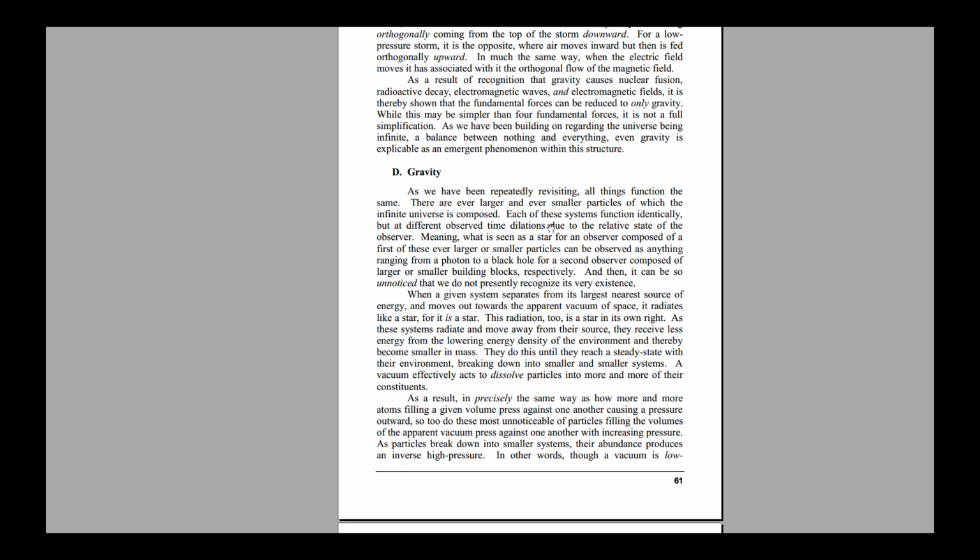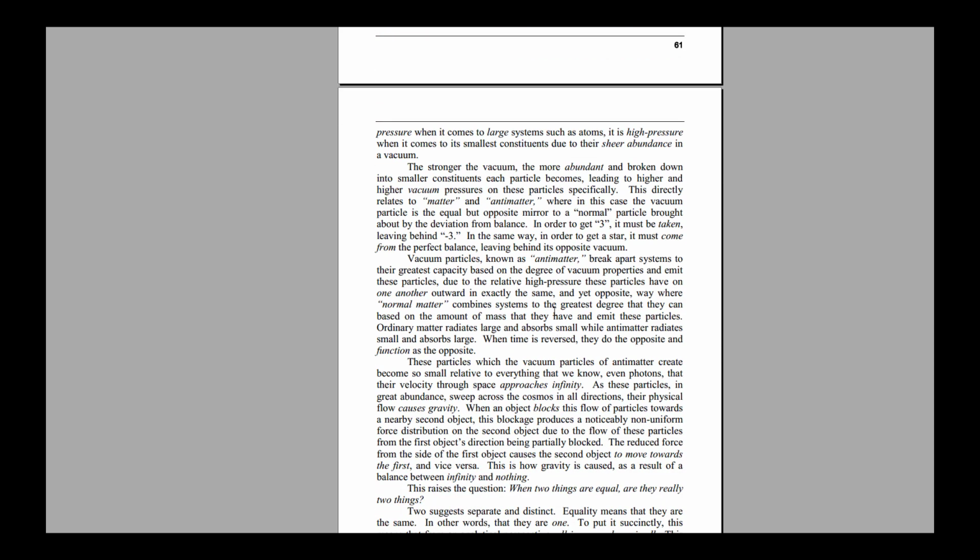As a result, in precisely the same way as how more and more atoms filling a given volume press against one another, causing a pressure outward, so too do these most unnoticeable of particles filling the volumes of the apparent vacuum press against one another with increasing pressure. As particles break down into smaller systems, their abundance produces an inverse high pressure. In other words, though a vacuum is low pressure when it comes to large systems such as atoms, it is high pressure when it comes to its smallest constituents due to their sheer abundance in a vacuum. The stronger the vacuum, the more abundant and broken down into smaller constituents each particle becomes, leading to higher and higher vacuum pressures on these particles specifically.